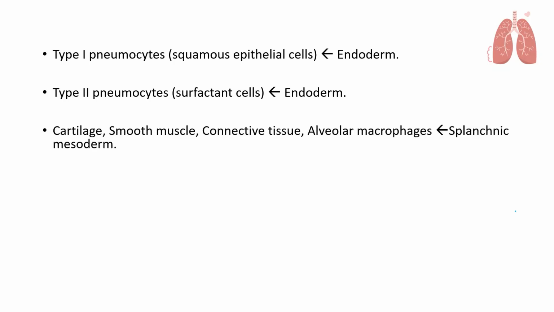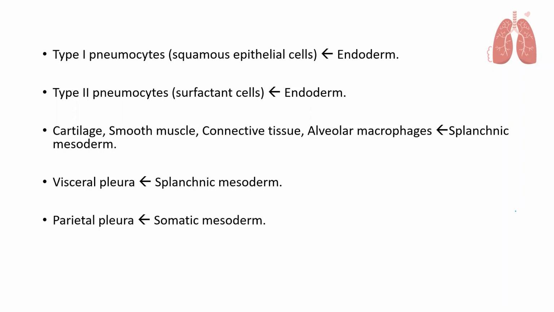And the cartilage, smooth muscle, connective tissue, and alveolar macrophages surrounding the lungs, the bronchial tree, develop from the splanchnic mesoderm. The visceral pleura, the pleura layer which is in close contact with the lungs, is formed by the splanchnic mesoderm. And the parietal pleura, the layer of pleura which is in contact with the body wall, is formed by the somatic mesoderm, and the coelomic cavity will become the pleural cavity.